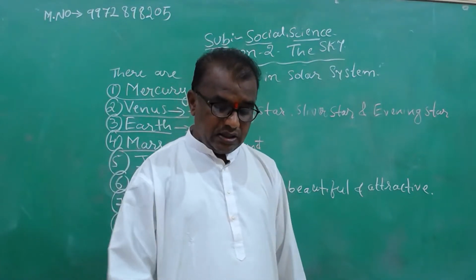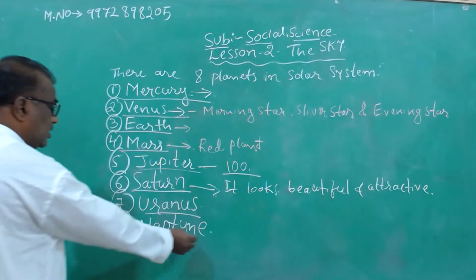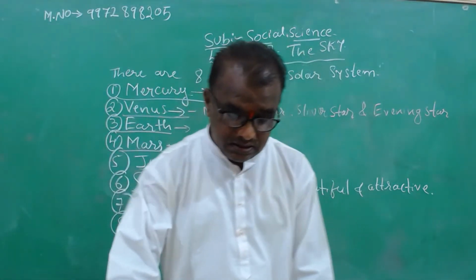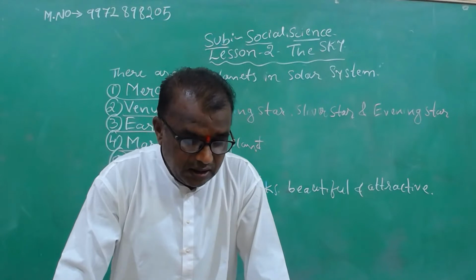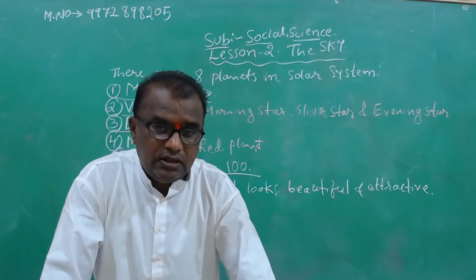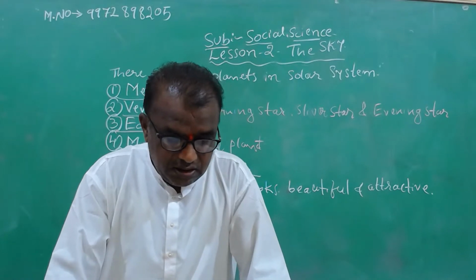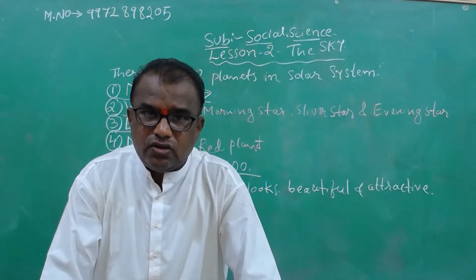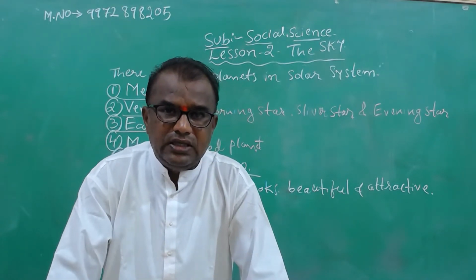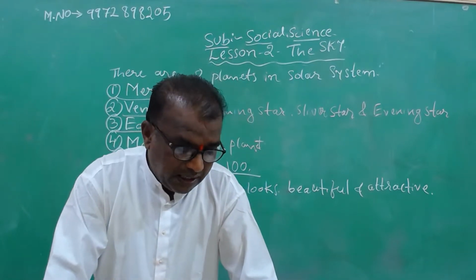And next, the last one, Neptune. Neptune is the eighth planet from the Sun, and its composition is similar to Uranus. Its color is bright blue and it is one of the coldest planets in the solar system. Why is it the coldest? Because of its great distance from the Sun.